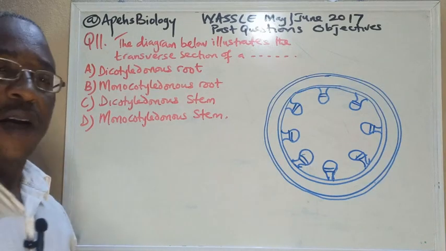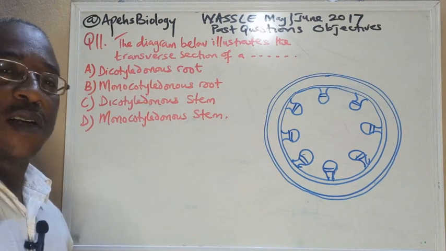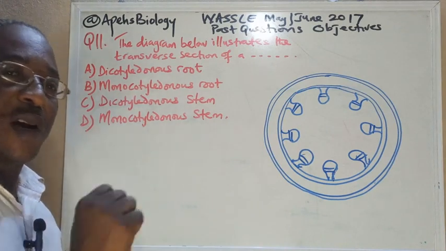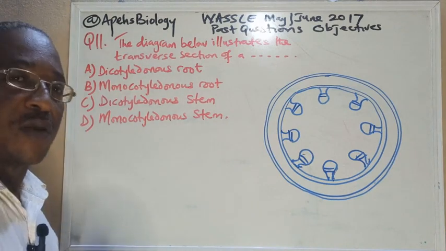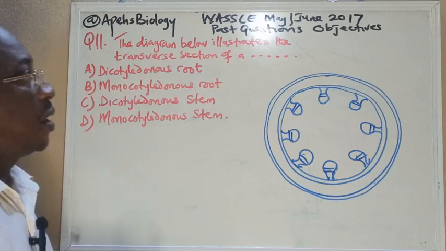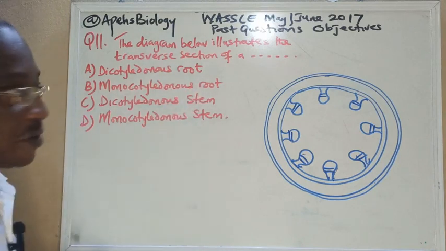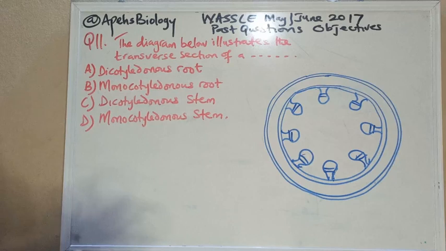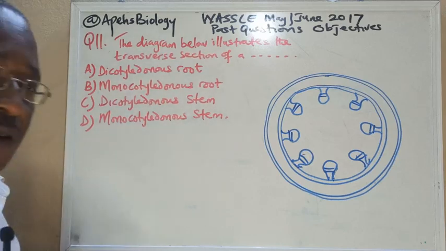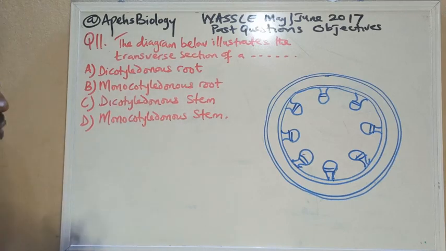Hello everyone. At Tapes Biology, we continue with our series of being able to understand why answers are correct and why answers are wrong in some of these questions. And we've been taking a look at the WASSCE May-June 2017 past questions objectives in biology. So the question that I picked out, if you check your hard copy, is question number 11 for today. And remember to hit that subscribe button.